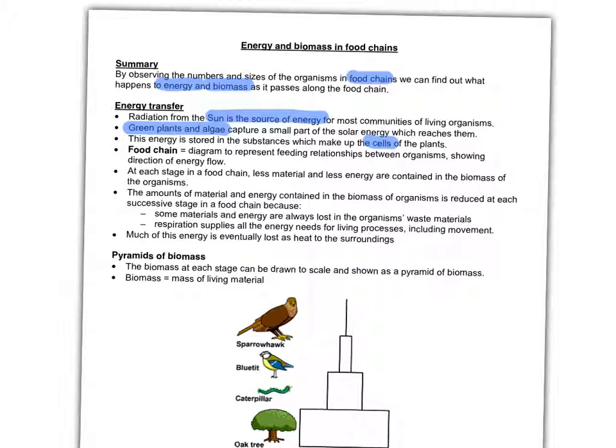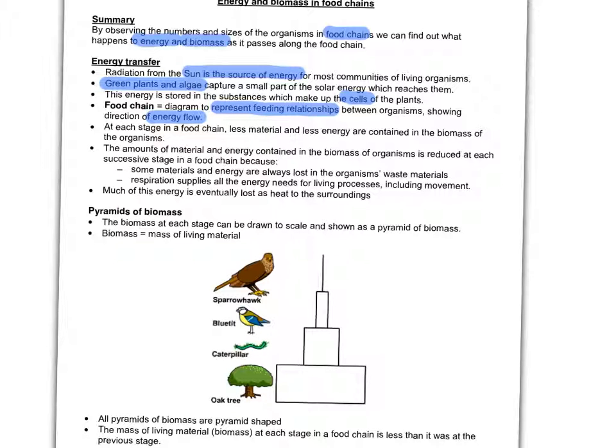A food chain, as we have said in Key Stage 3, is a diagram to represent feeding relationships between living things and shows the direction of energy flow, so what is eaten by what, which is indicated by arrows. In the example we have here, an oak tree is eaten by a caterpillar is eaten by a blue tit, and a blue tit is eaten by a sparrowhawk, so this is the direction that the arrows would go in a food chain. You're probably more used to seeing it lined up like this though, which is a better way of drawing your food chain.